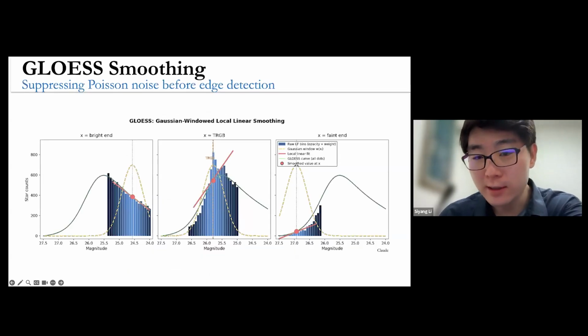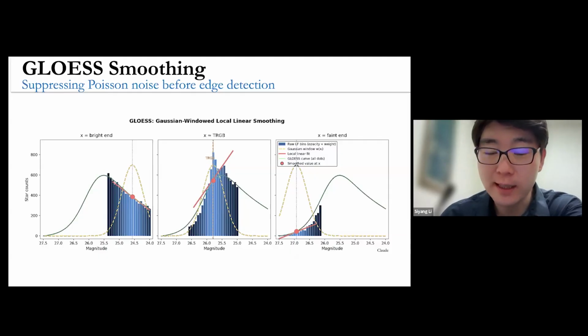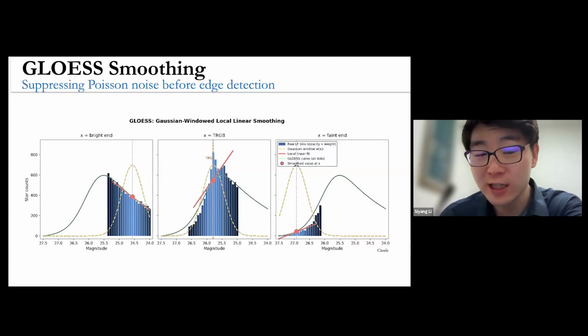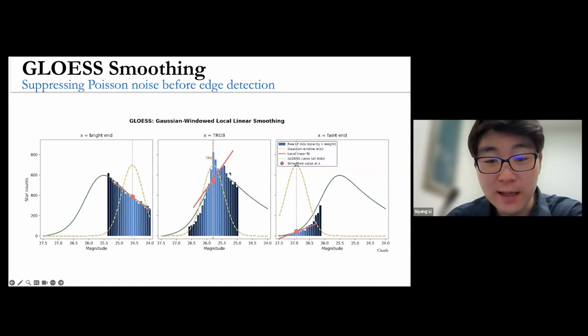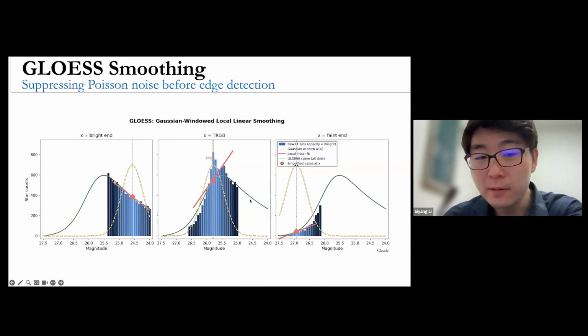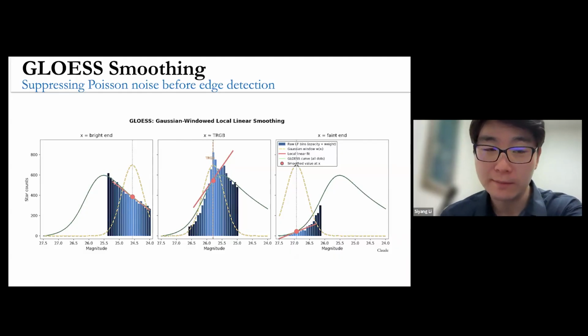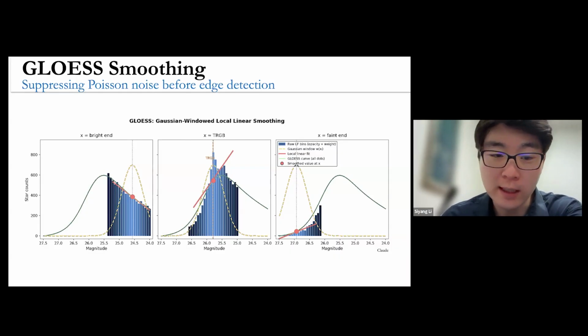One commonly used approach to measuring the TRGB is edge detection. We essentially want to measure the first derivative of this luminosity function, find the maximum value of the first derivative, and use that as the TRGB. But as I mentioned before, the luminosity function can be very noisy. There's Poisson noise, and your bins will fluctuate. So what many people do first is apply smoothing. This was pioneered by the CCHP team, applying this GLOESS smoothing.